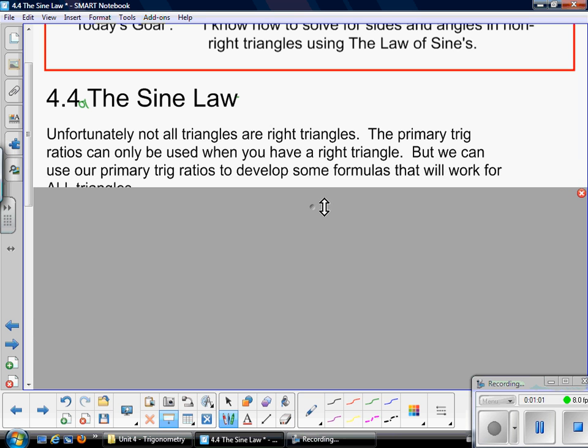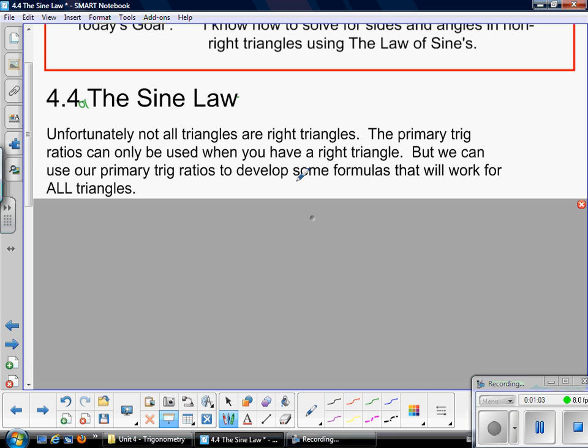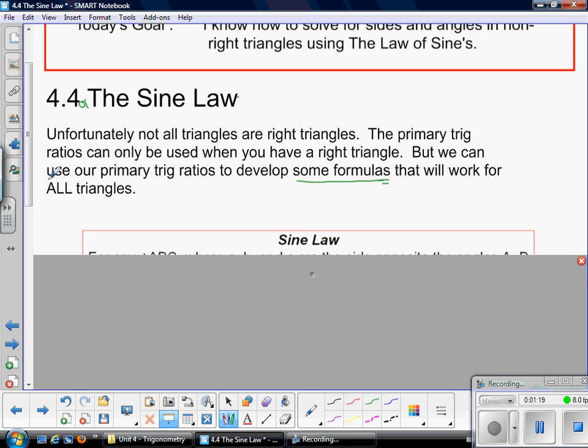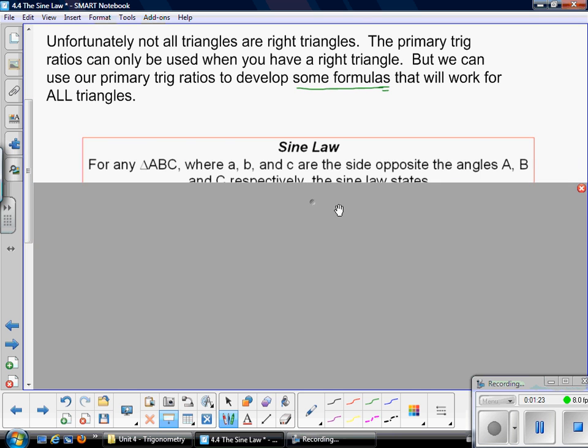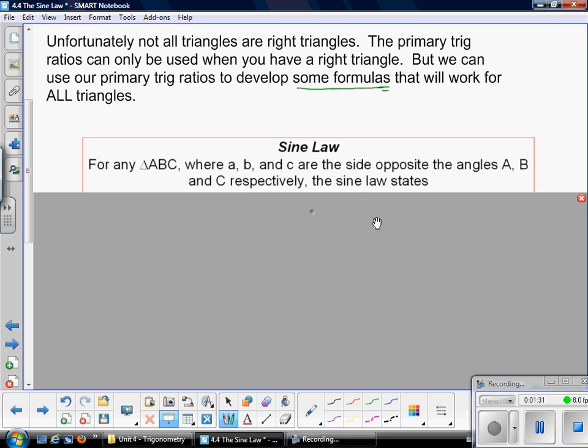But we can use our primary trig ratios to develop some formulas. Notice it's plural, so we will look at another formula another day that will work for all triangles. This sine law works for right triangles as well as non-right triangles. So this is the sine law for any triangle ABC, where a, b, and c are the sides opposite angles A, B, and C respectively.